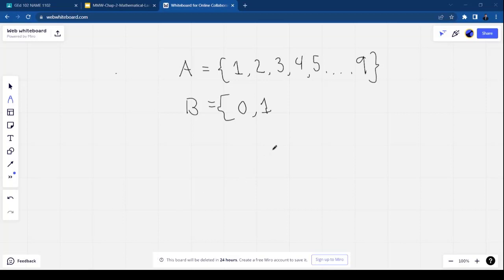Sir, ano po? Negative 1? Real number. Negative 1. Okay, negative 1. Tama. Meron pa ba? Negative 1. Okay, so ang nasa set lang natin is ito lang tatlo sa B.